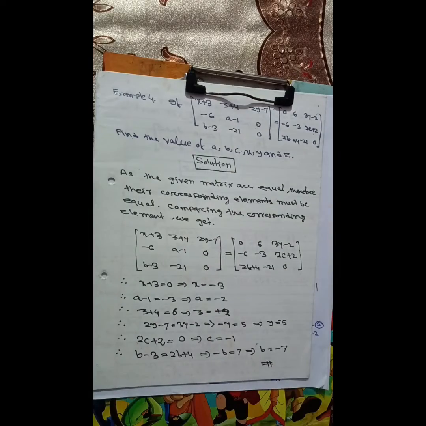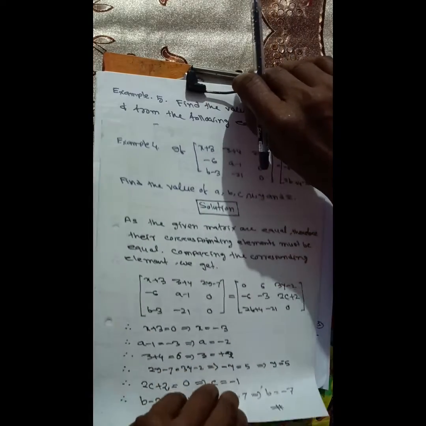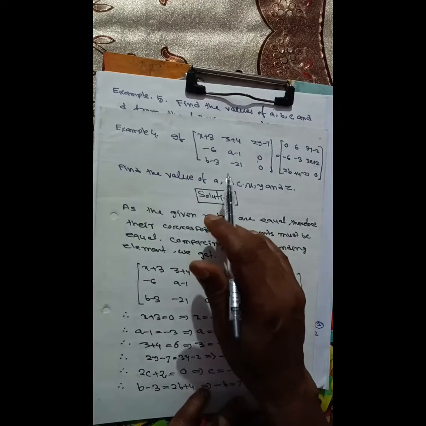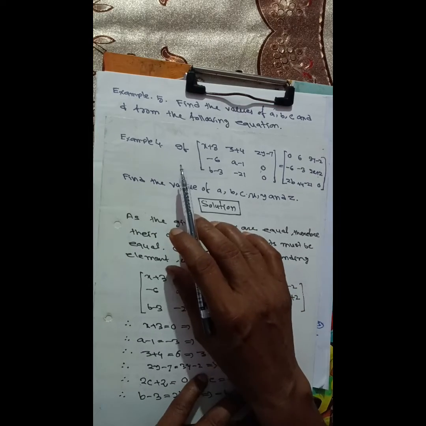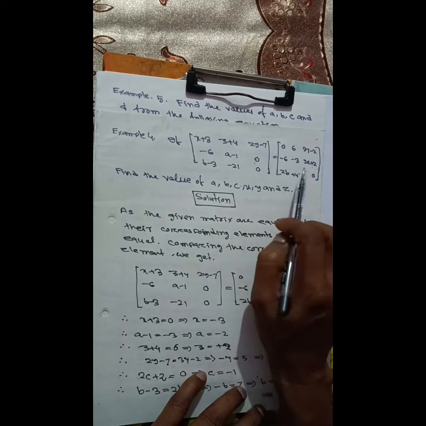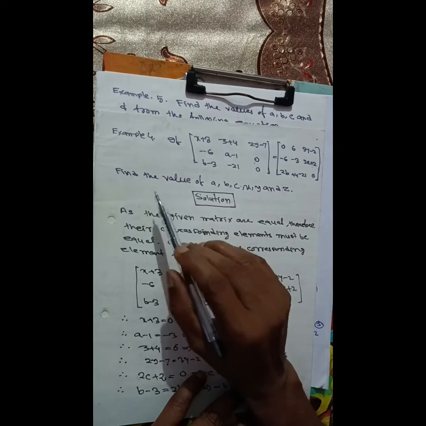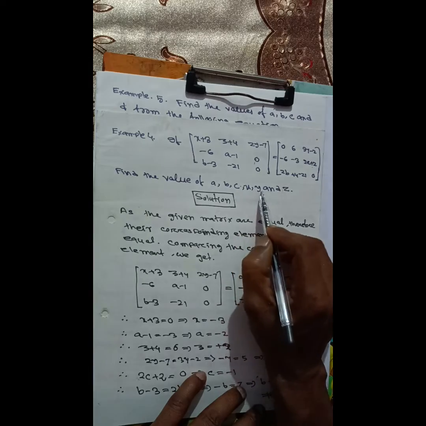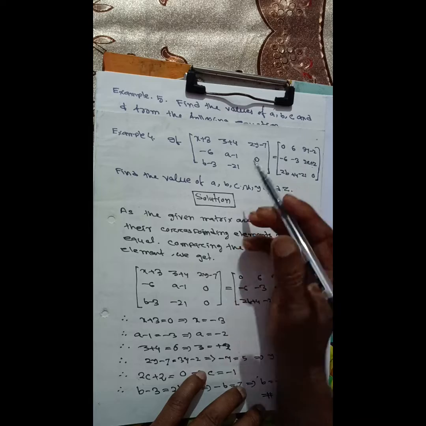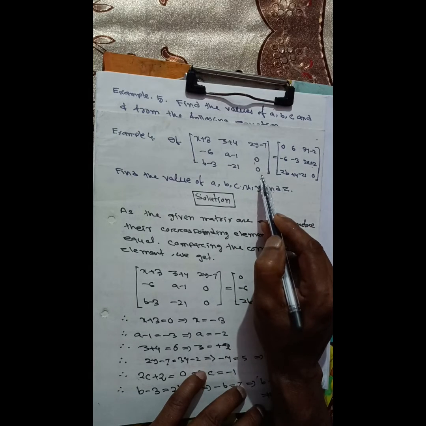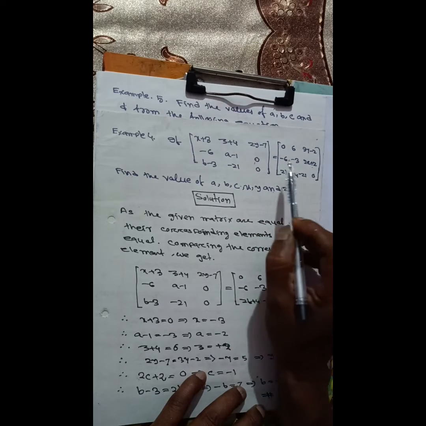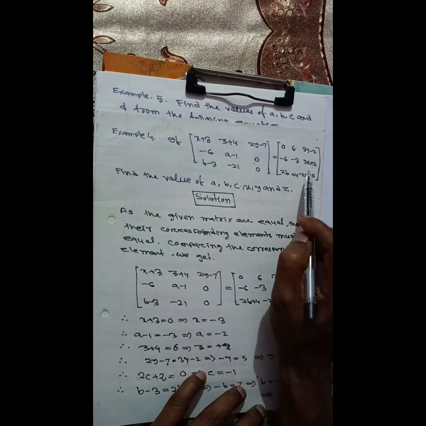Next we are going to discuss example number 4. If two matrices are given equal, we have to find the values of a, b, c, x, y and z. This is a matrix of order 3, this is also a matrix of order 3. Both are square matrices, and both orders are the same.